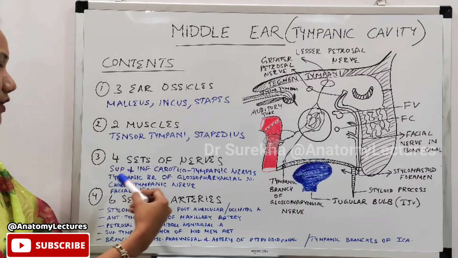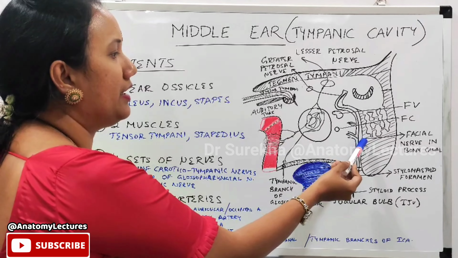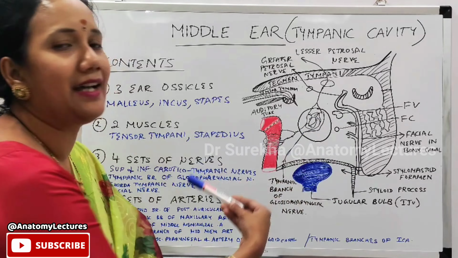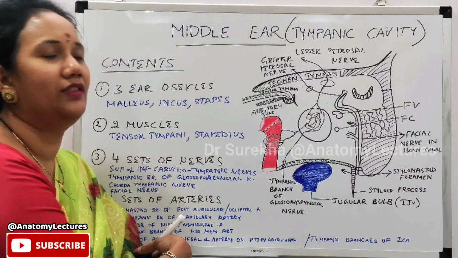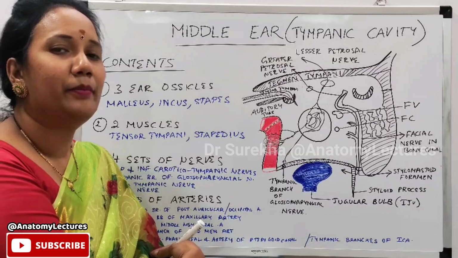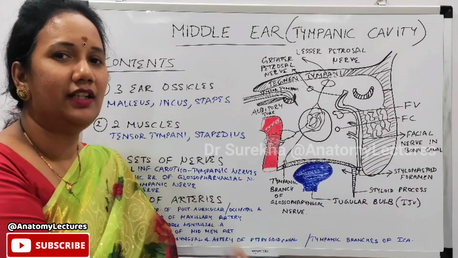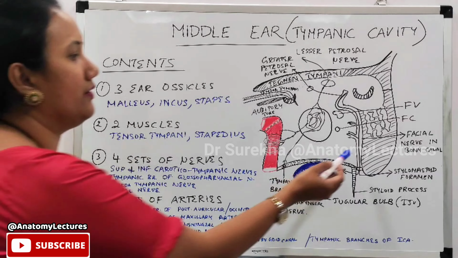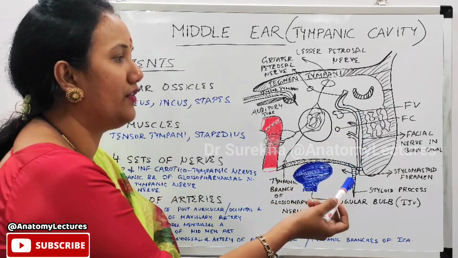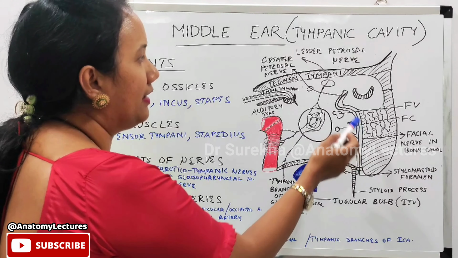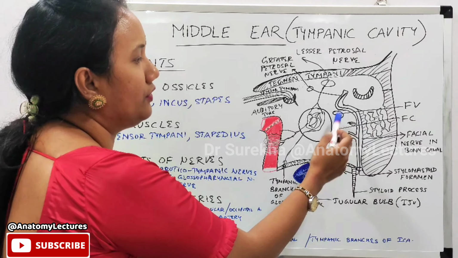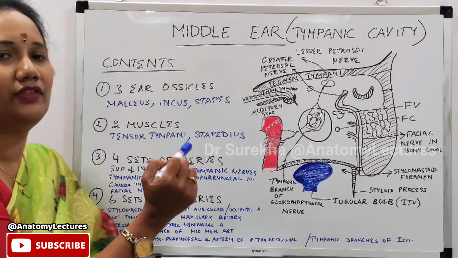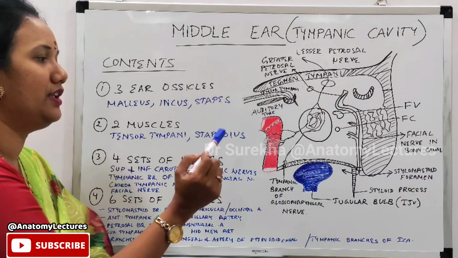And then the chorda tympani nerve. The chorda tympani nerve is a branch of the facial nerve. It carries the taste sensation of the anterior two-thirds of the tongue, and it gives preganglionic secretomotor fibers to the submandibular and the sublingual gland. And the facial nerve. The branches of the facial nerve within the middle ear are the greater petrosal nerve, the nerve to stapedius and the chorda tympani nerve. So these are the four sets of nerves which are in relation to the middle ear.